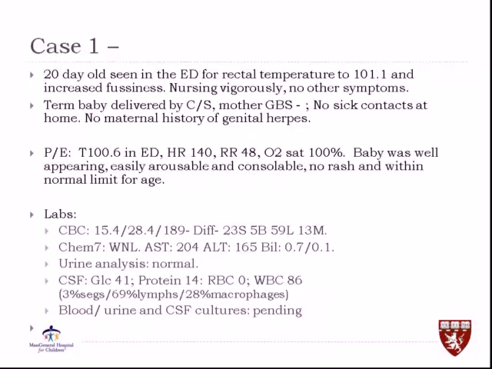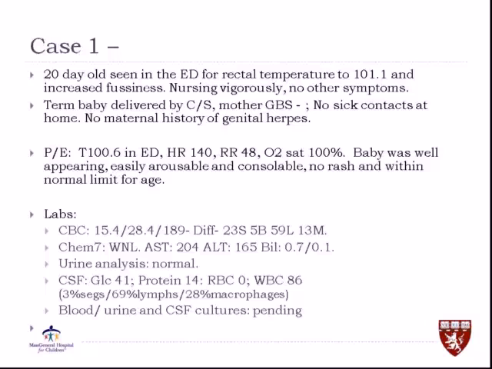ALT, more liver specific, is 165. Our normal is probably up to 40, perhaps 50. AST is 204. So some increased transaminitis was documented. His UA was normal. We did get a catheterized specimen in there.